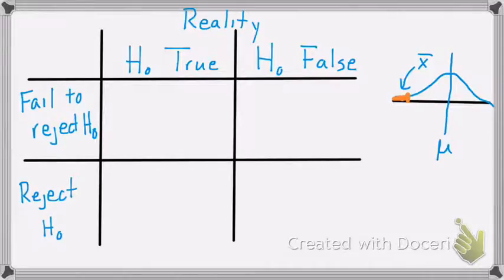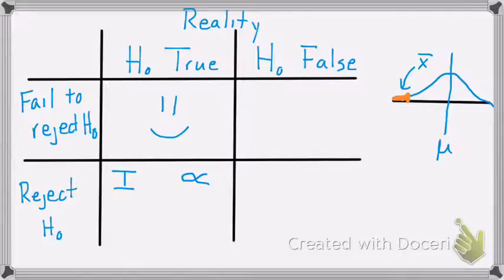So one thing that can happen is, if the null hypothesis is true, you should fail to reject that null hypothesis. That is a good thing. You kept something that was true. If the null hypothesis was true and we did reject it, that is going to be a type 1 error. So this is a type 1 error, and the probability of making a type 1 error can be denoted with the Greek letter alpha.